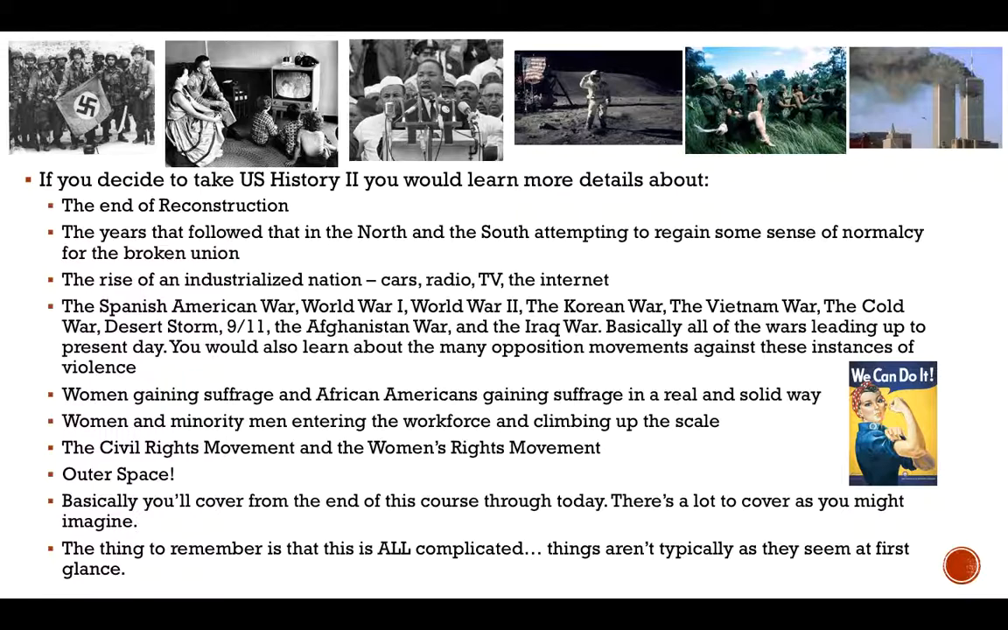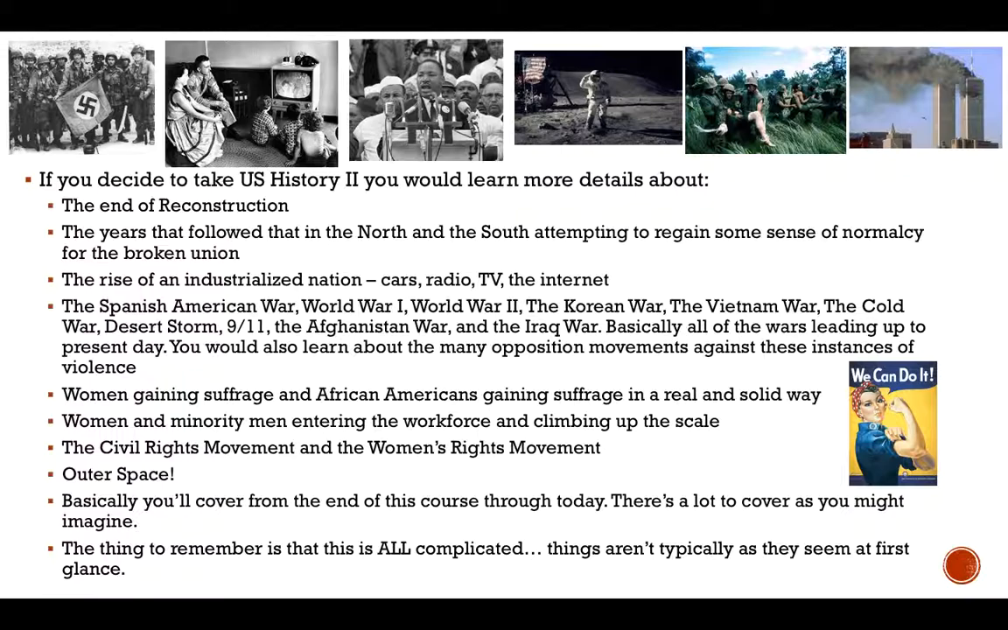You will learn about women gaining suffrage, finally, and African Americans gaining suffrage in a real and solid way. So we'd talk about the civil rights movement eventually and the women's rights movement. You'd also get to talk about outer space. You get to talk about people sending vehicles into outer space and people themselves going into outer space, which is pretty neat. And basically, you'd cover from the end of this course through right now. And there's a lot to cover.